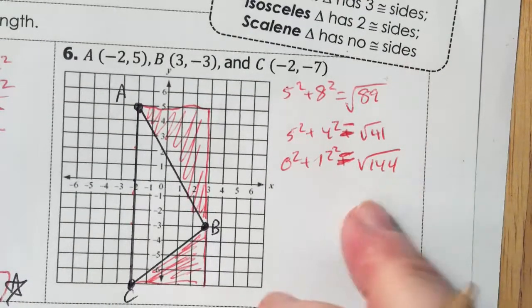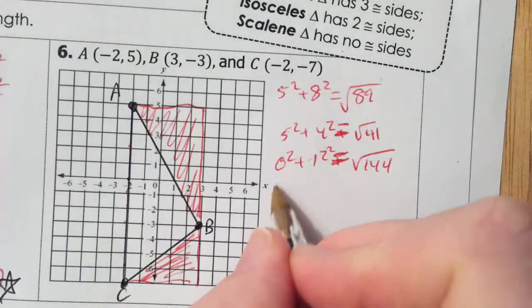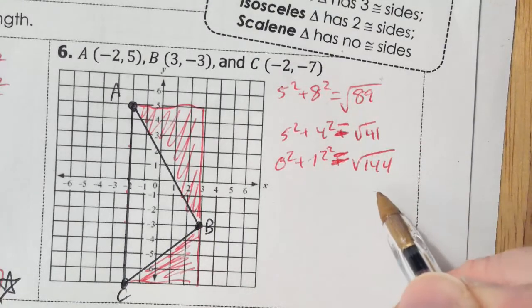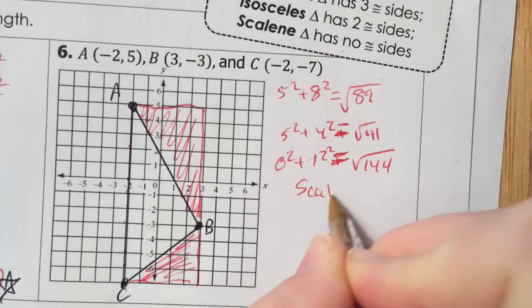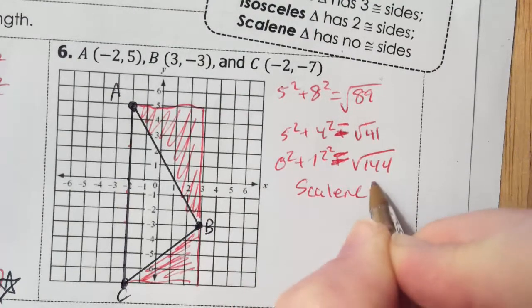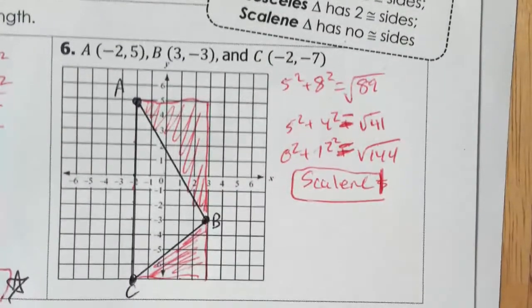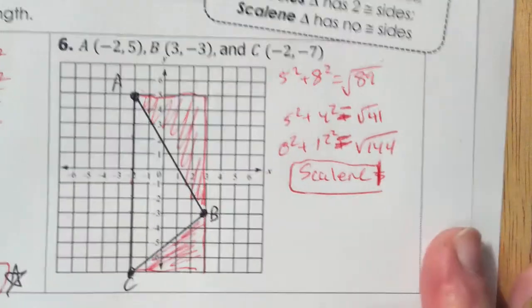I want you to leave it like this for many reasons, because that's really going to help you out. Right off the bat, notice that all 3 sides are different. So this is definitely scaling. Now the question is, is it 30, 60, 90? If we fold it out, it kind of looks like it, so we're just going to double check.